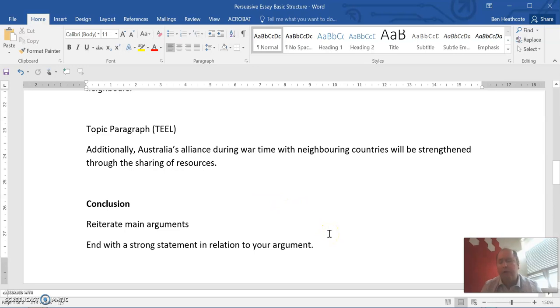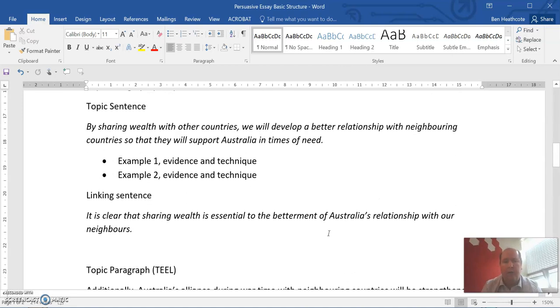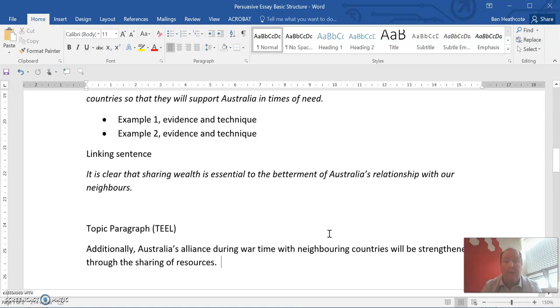So following your 2 body paragraphs, you'll then write a conclusion, which I normally say is basically like the opposite of an introduction, where you reiterate your main argument. So you'll restate the 2 main things that you talked about, and then end with some sort of strong statement in relation to your argument, which could include a call to action. The class and I will be talking about this on Friday, so I will upload anything extra we talk about on Friday with it. So there you go, that's a quick overview of a basic persuasive essay structure.